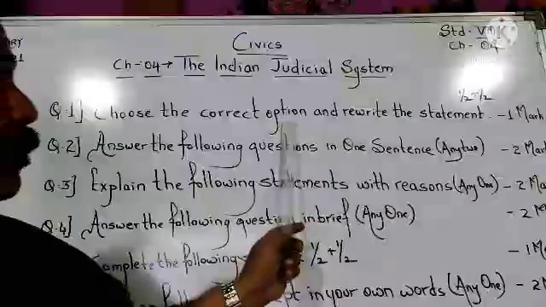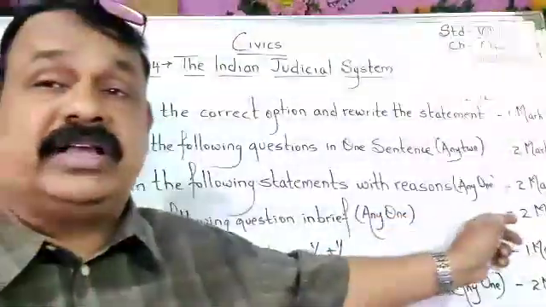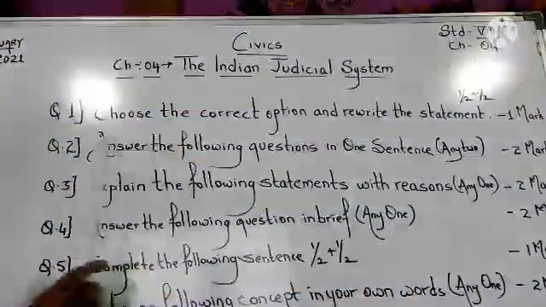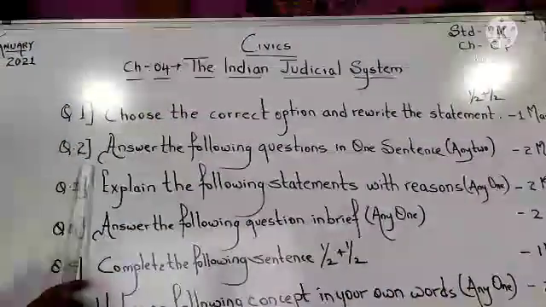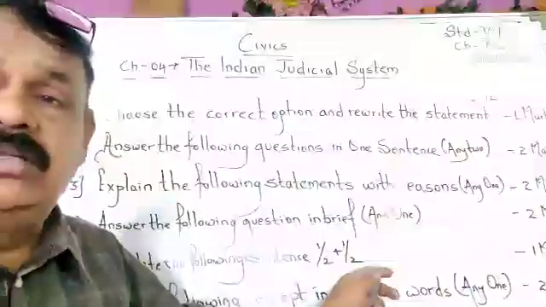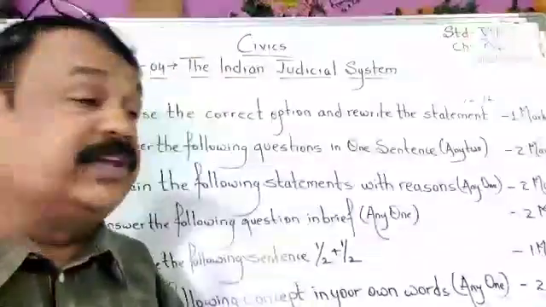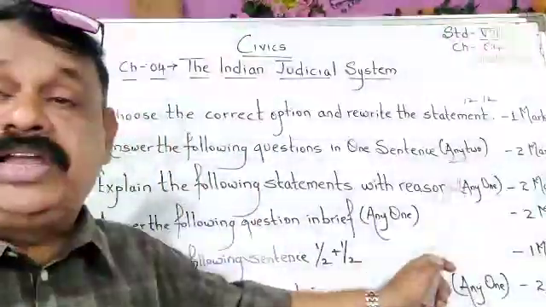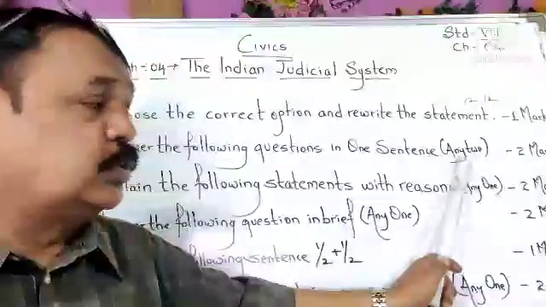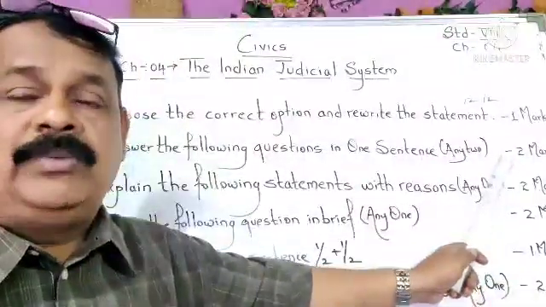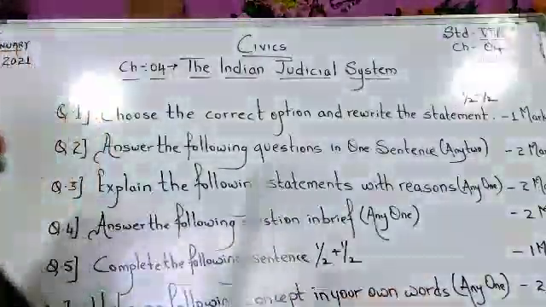So choose the correct option and rewrite the statement carries 1 mark, half mark each. Half plus half is 1. The second question, question number 2, is answer the following questions in 1 sentence. You'll be given 3 questions and you have to write any 2. And that means each answer will carry 1 mark. So 1 multiplied by 2 is 2.